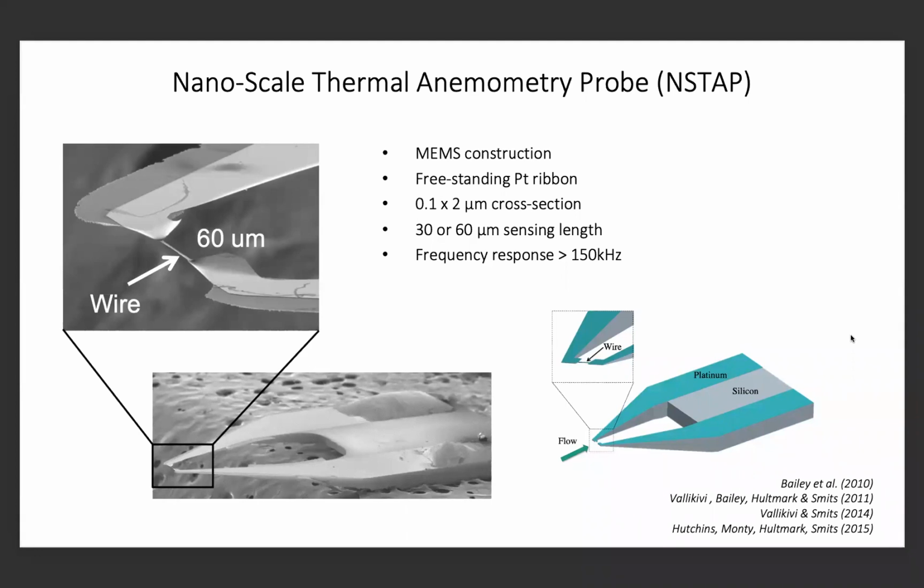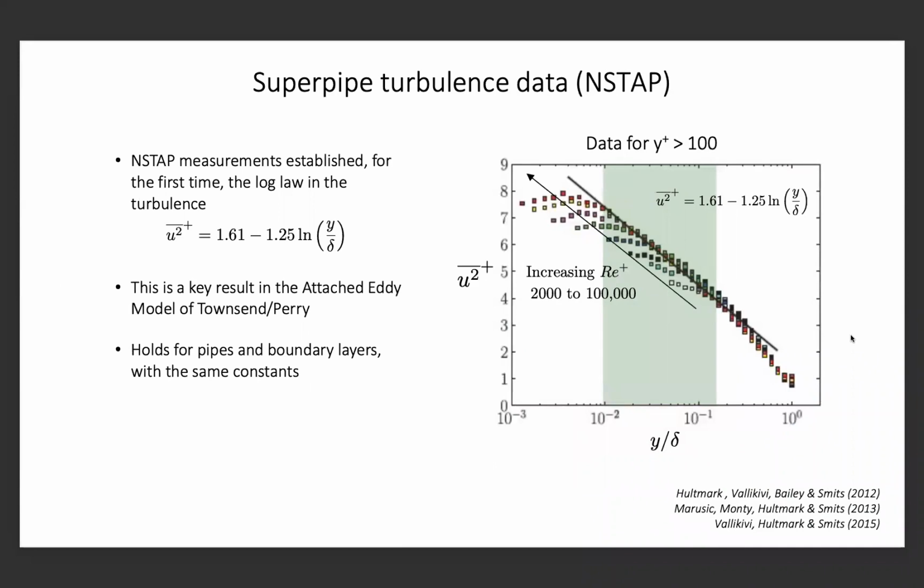And given that it's very short, we have good spatial resolution, and also because of its very low thermal inertia, we have a very high frequency response. So we're very pleased with that probe. And so we went ahead and took our measurements in the Superpipe. And indeed, we see that as the Reynolds number goes up, we see the development of this logarithmic region, and it gets longer and longer as the Reynolds number goes up. And that region, in fact, coincides with the same region where we see the logarithmic law in the mean flow.